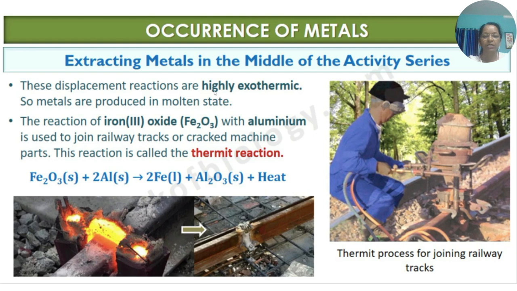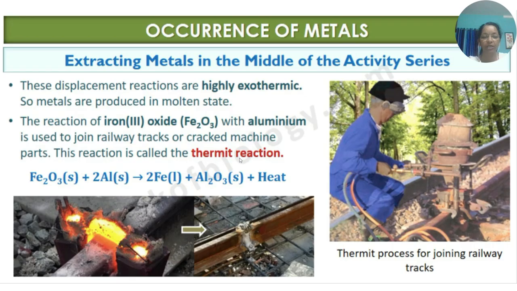Since these displacement reactions are highly exothermic, the metals produced will be in the molten state. So if you take iron oxide and aluminium, we will be getting iron in the molten form. Why? Because the displacement reaction is exothermic. So it makes the iron formed to be in the molten form. So this reaction can be used for welding purposes to join railway tracks, and that reaction is called a thermit reaction.